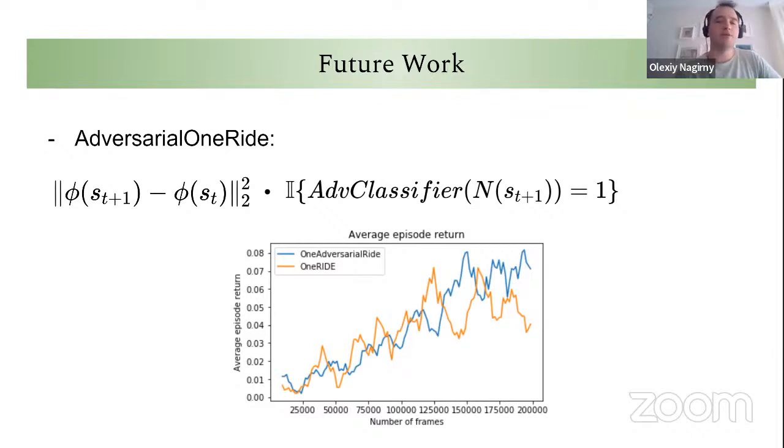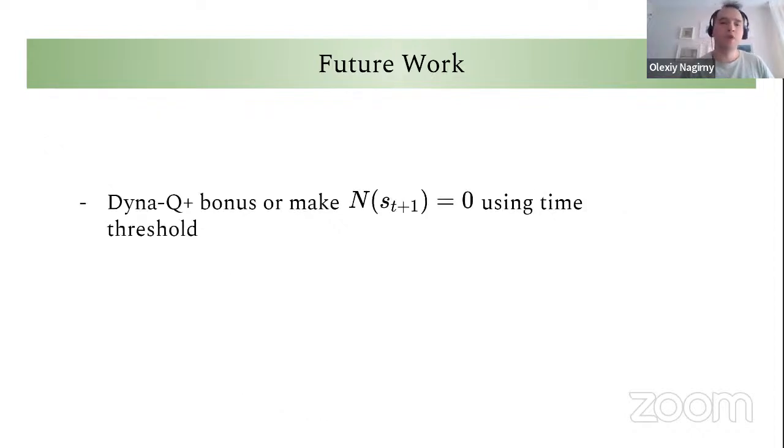My hypothesis was that this would allow us to make the criterion even more strict for the visited states. Some already visited states are not necessarily unimportant for exploration in the future. And if the adversarial agent can't really guess that the state was visited, it means that there is some unpredictability there.